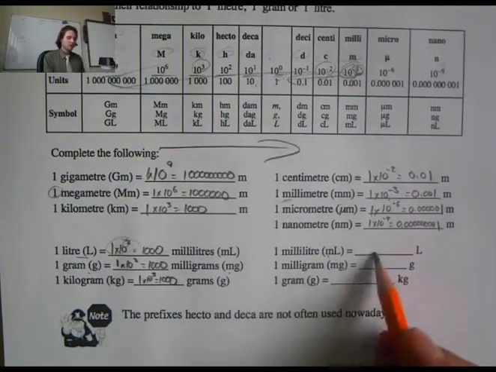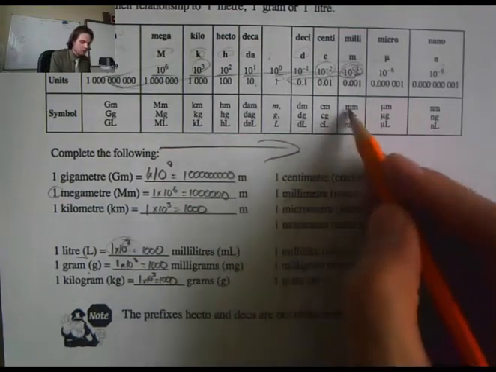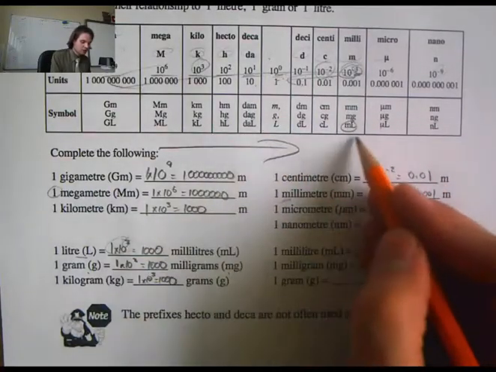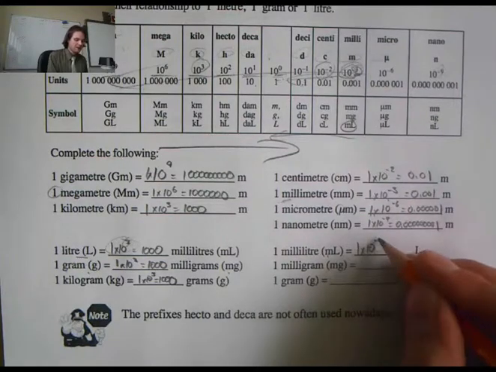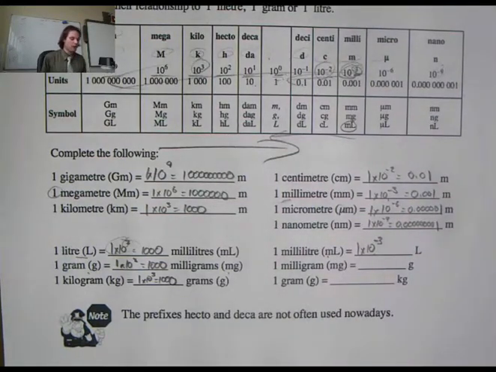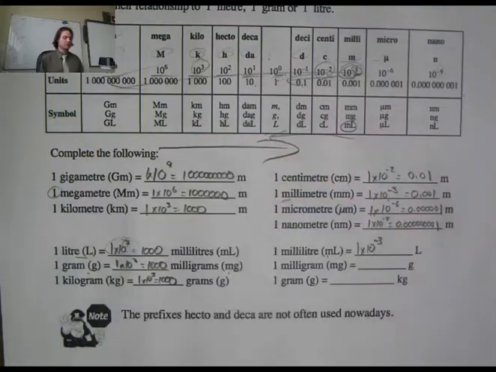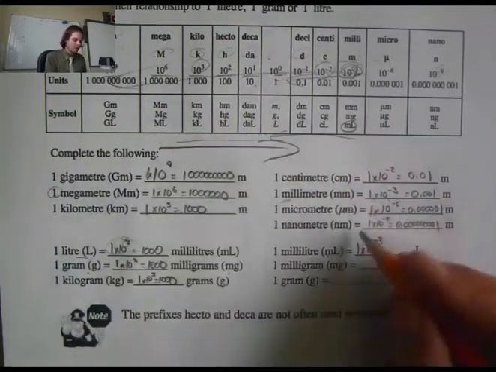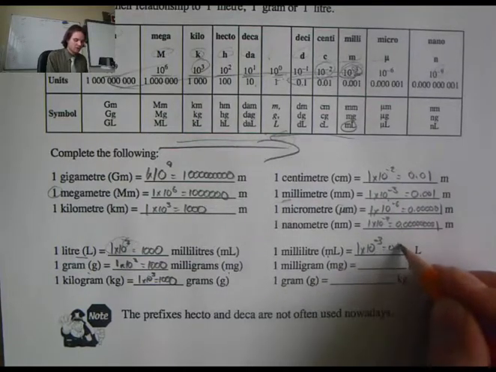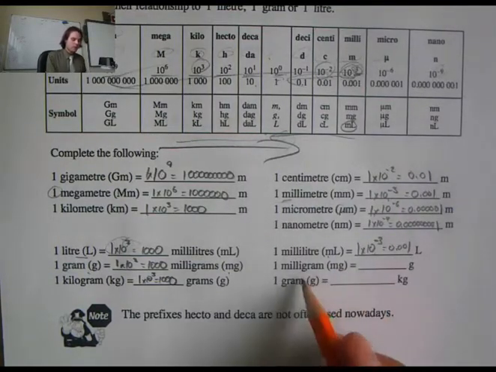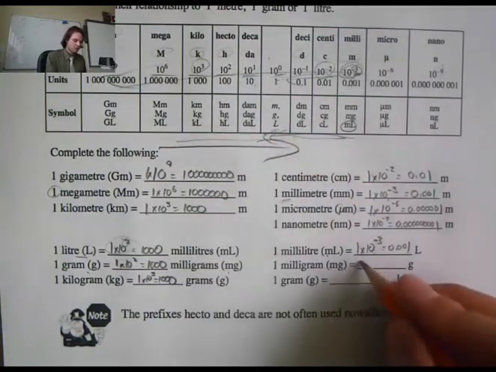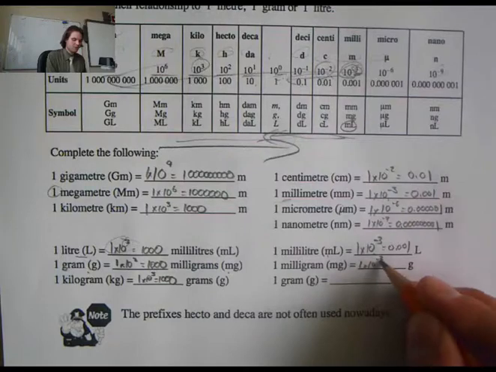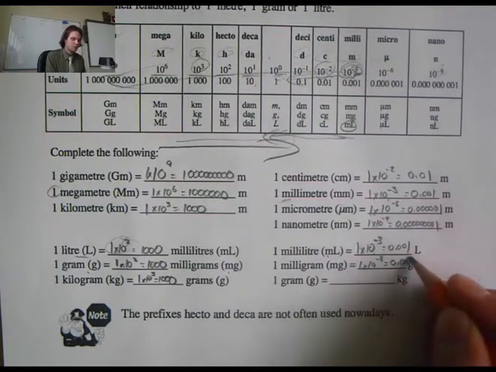So 1 milliliter equals how many liters? So milliliter, right here, to liters, we go that way. So that's going to be 1 multiplied by 10 to the negative 3. So we're going in the opposite direction, from milliliters to liters. Okay? If we're going this way, they get bigger, that way they get smaller. Which is 0.001. Now, milligram to grams, again, we're going from here and going that way. So we go 1 times 10 to the negative 3, which gives me 0.001.